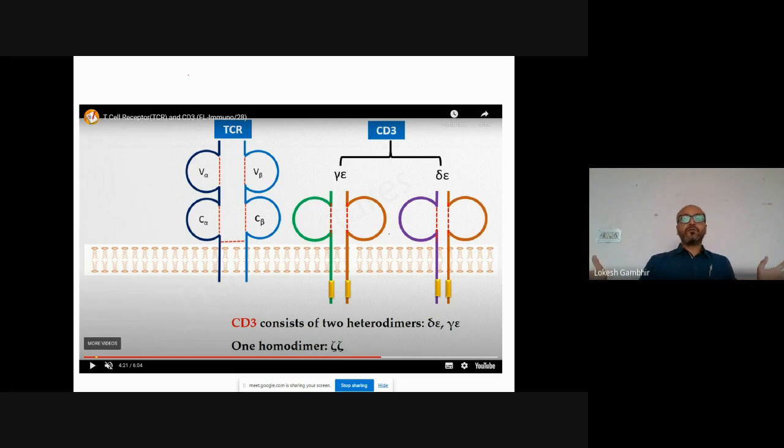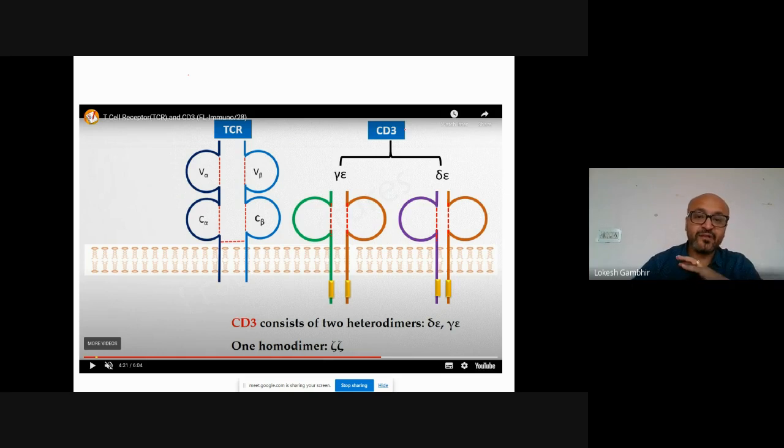So if somebody asks you what is the composition of the T cell receptor on the T cell, it's very simple. T cell receptor is alpha and beta chain. That is here. It is a heterodimer made up of alpha and beta chain. But unfortunately, because the cytoplasmic part is very short, it is not able to transfer the signal to the nucleus. So it requires the help of the other receptor molecule which is present in the immediate vicinity adjacent to this particular T cell receptor. And that molecule is called CD3.